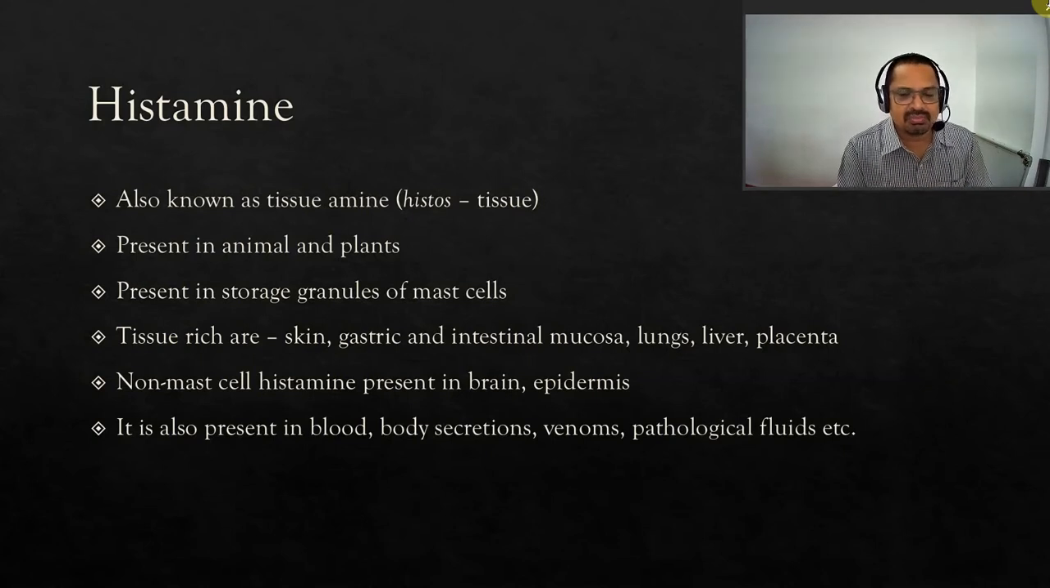It is also present in the blood, body secretions, and venoms. Venom is a pathological fluid secreted by different plants or animals. Whatever reactions we get when venom enters our body, we get different types of reactions due to the presence of histamine. Histamine is one principal component of venom, and pathological fluids also contain histamine.